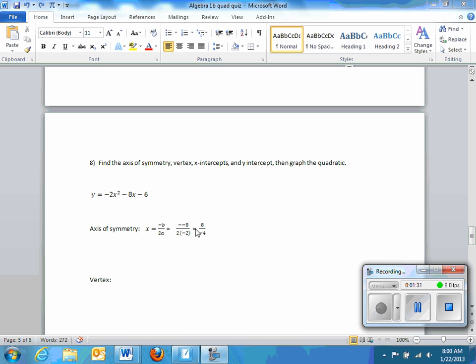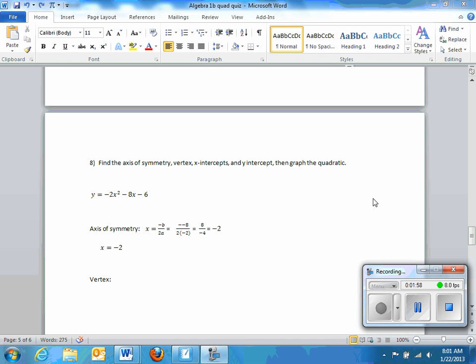Negative negative 8 becomes positive 8. 2 times negative 2 is negative 4. We see here x equals negative 2. So that is our axis of symmetry. Notice I write my answer as x equals negative 2. We want to state the axis of symmetry as a line, not just a number. So x equals negative 2 is the proper way to write it.